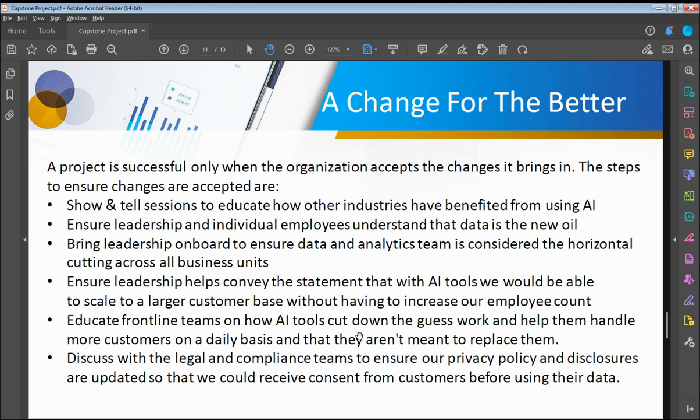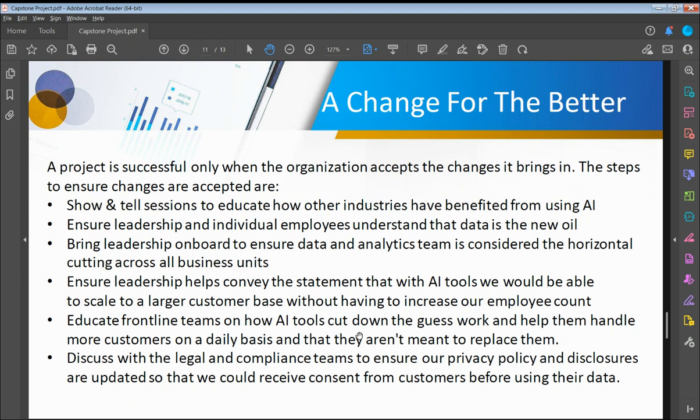Now, for this project to be successful, we obviously have to make sure that the organization is comfortable with the change, and there will be some changes to the organization as well. In order to make sure that this project gets acceptance, we will need to have show and tell sessions with the different leaders so that they understand how AI is going to benefit them. We make sure that everyone understands the importance of data and how data drives our future decision-making processes.